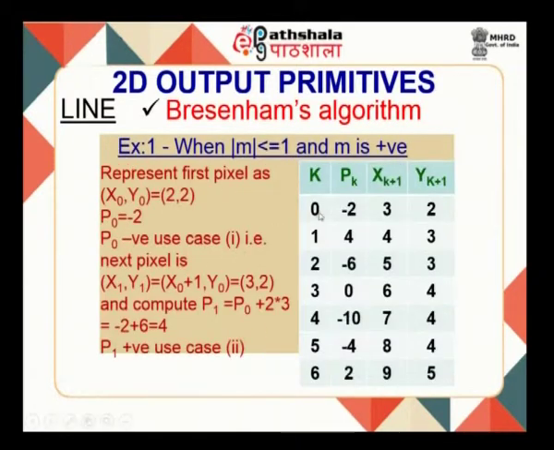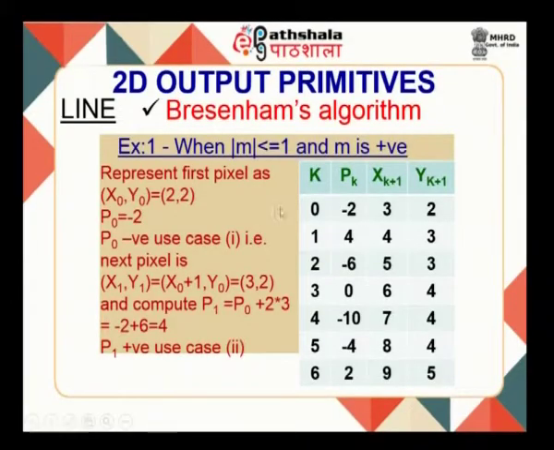So, this indicates that the lower pixel, that is the bottom pixel, is to be chosen. If you remember the discussion, whenever pk is less than 0, that means d lower is less than d upper, so the lower pixel is chosen. If you look at the calculations done here, we have to tabulate. It is better that you tabulate these points for easy understanding.